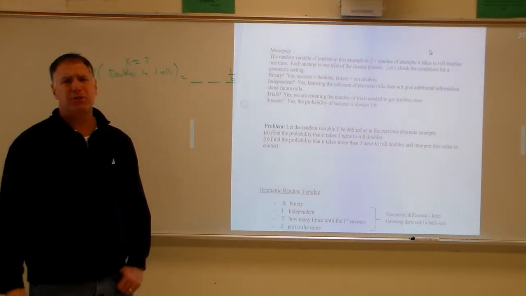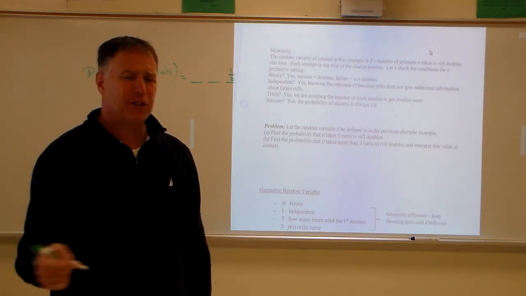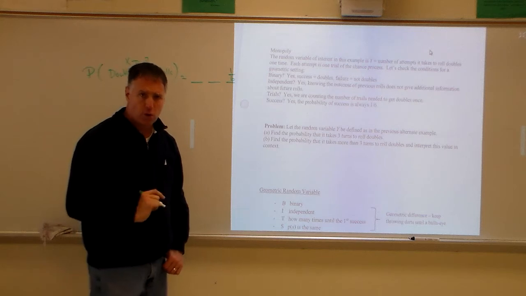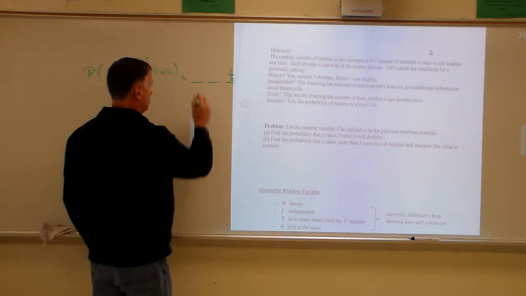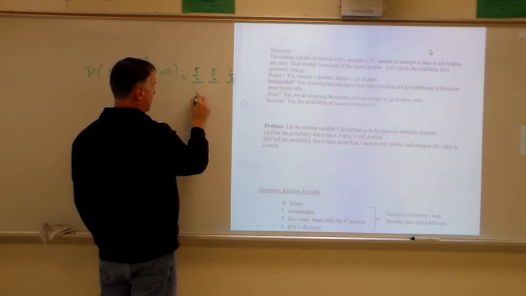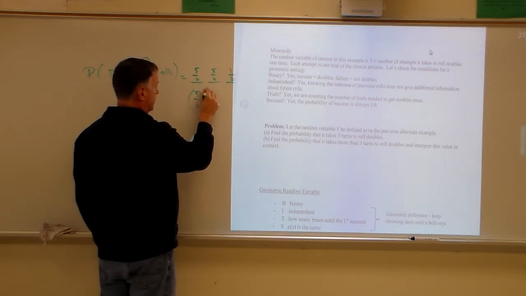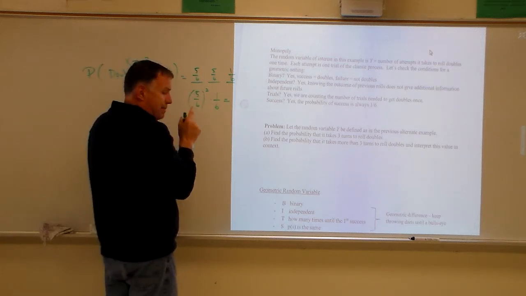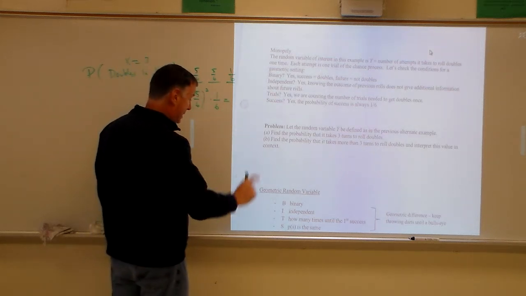What happens the first 2 times? If you're getting doubles for the first time on your 3rd roll, what happens on your first 2 rolls? You failed. 5 out of 6, 5 out of 6. So it's 5 out of 6 squared times 1 out of 6. We're going to remember that. I'm going to bring you back to this, okay?